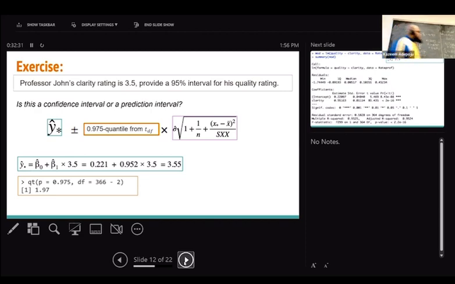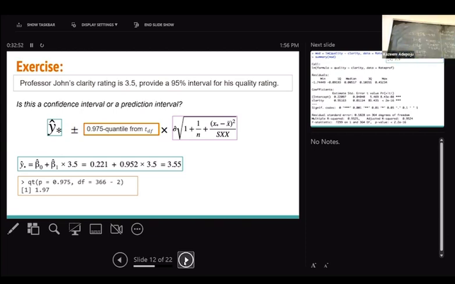Does that make sense? Now, if you want to get the quantile using the T distribution, you're going to write qt, p equal to 0.975. Right now, that gives you 95%. In another question, it may be 90. It may be 99. Does that make sense?